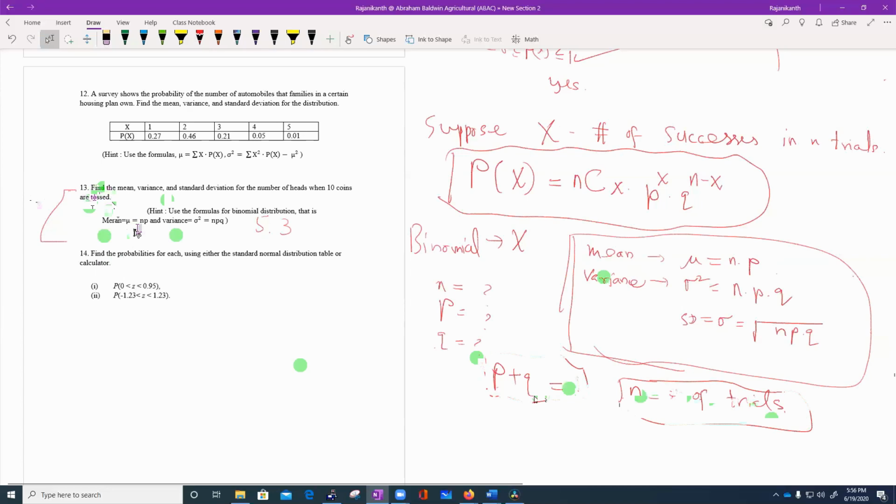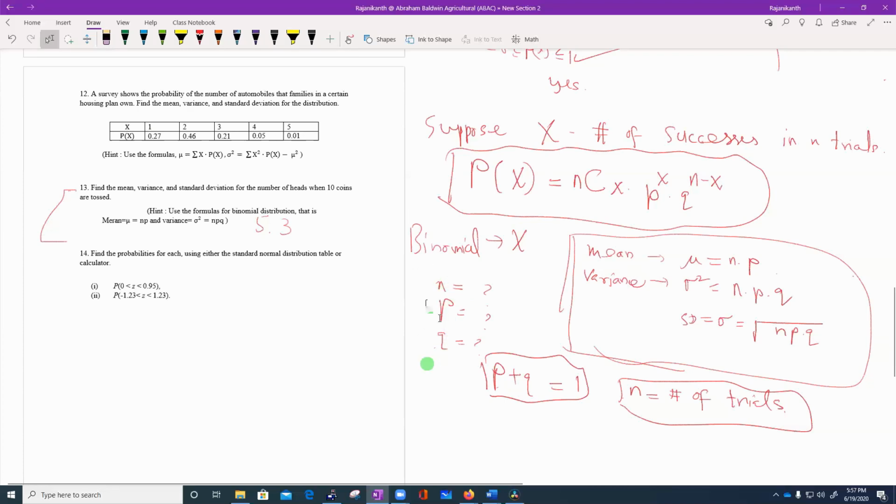Okay. Number 13. Find the mean, variance, and the standard deviation for the number of heads when 10 coins are tossed. You are tossing 10 coins simultaneously, and you are looking for the number of heads. The maximum number of heads you may get is 10, right? Because you are tossing 10 coins, once each. Does that make sense? Therefore, tossing a coin is going to be a binomial experiment. So you could use the binomial experiment formulas. And the only thing is, as I said earlier, you need to figure out these numbers now. n, p, q.